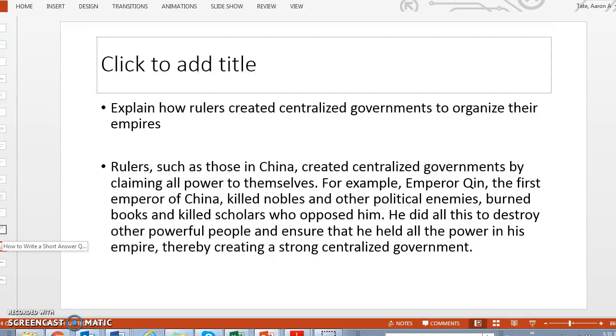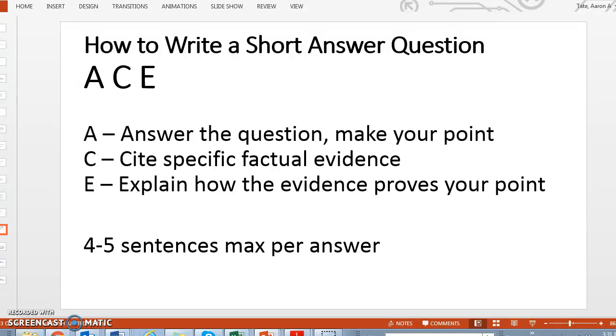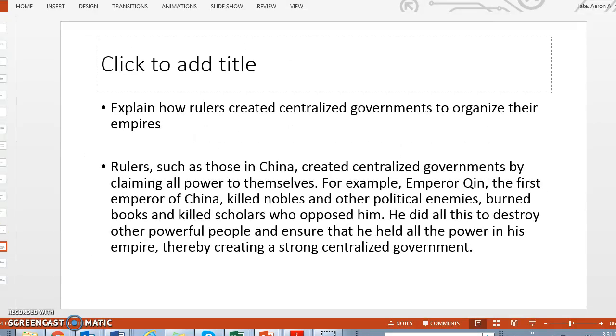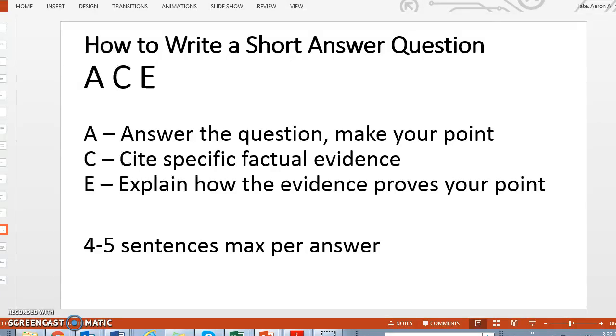Okay, next, C, prove it. What's your evidence? For example, Emperor Qin, the first emperor of China, killed nobles and other political enemies, burned books, and killed scholars who opposed him. All right, that seems like a lot of evidence.